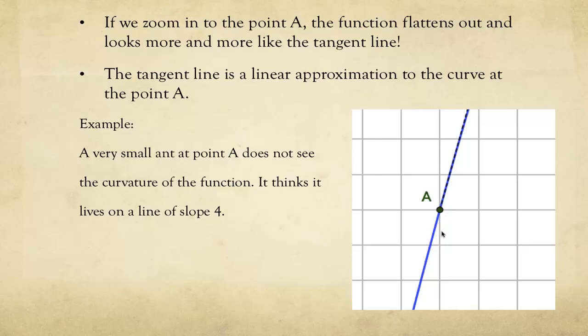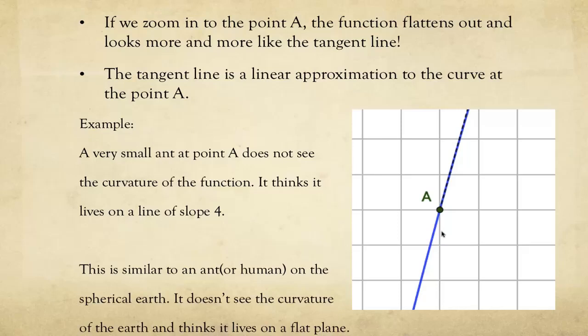So we think the ant's being kind of silly, how could it not see the curve? Well, in fact, it turns out that we have made this same mistake. We at one point thought that the Earth was flat, because we don't see the curvature of the Earth because the Earth is so big. So it's a similar analogy.